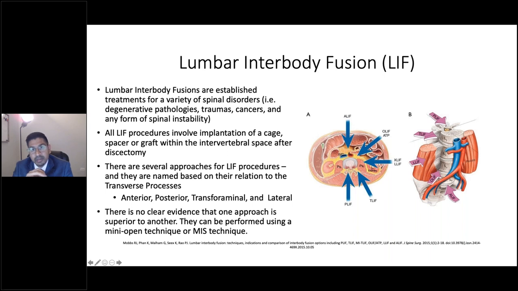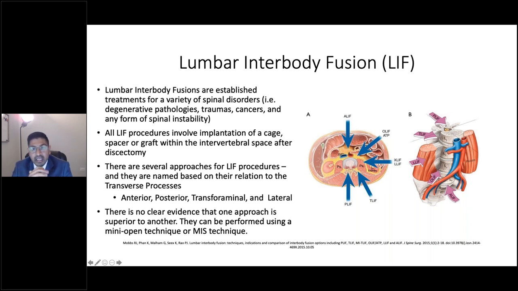For all intents and purposes of this lecture, all three of those are the same and will be used interchangeably. There are several approaches to a lumbar interbody fusion, and that's how they're named. The name of a lumbar interbody fusion is in relation to the transverse process. An anterior lumbar interbody fusion, therefore, is an anterior approach to the intervertebral disc, anterior to the transverse process. Similarly, a posterior lumbar interbody fusion is a posterior approach, posterior to the transverse process.